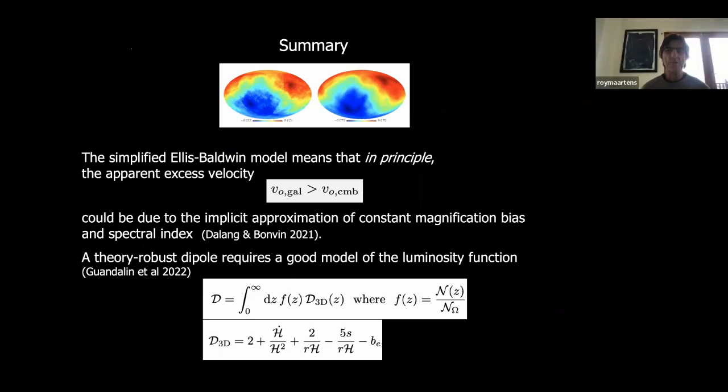Sure. I mean, the problem with 21 centimeters is that the lower the frequency, the higher the redshift. So you want to go to high redshift, so foregrounds get worse. Yeah.